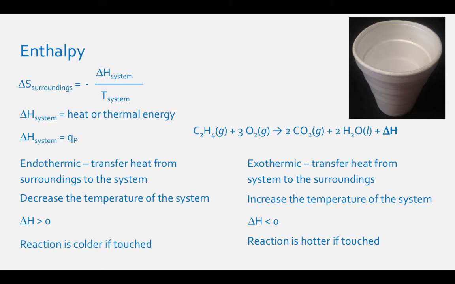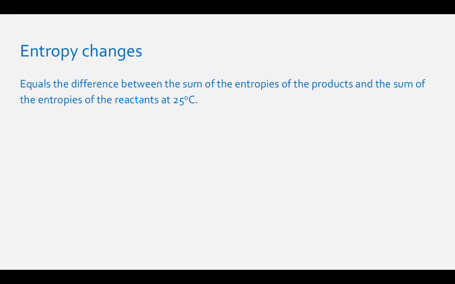A way to calculate entropy changes is by an equation that equals the difference between the sum of the entropies of the products and the sum of the entropies of the reactants at 25 degrees Celsius.